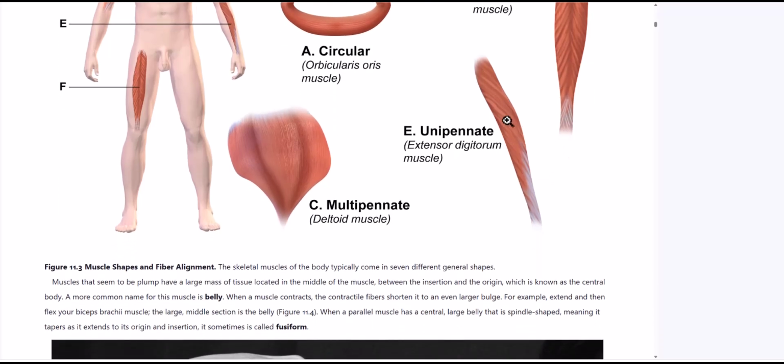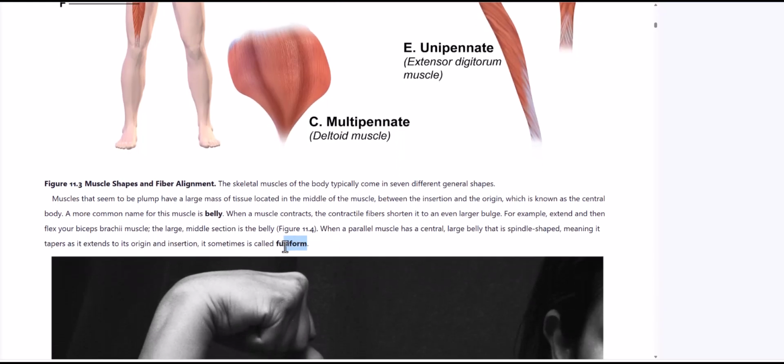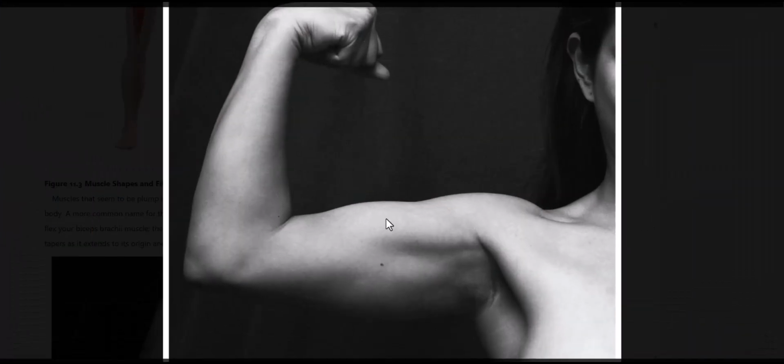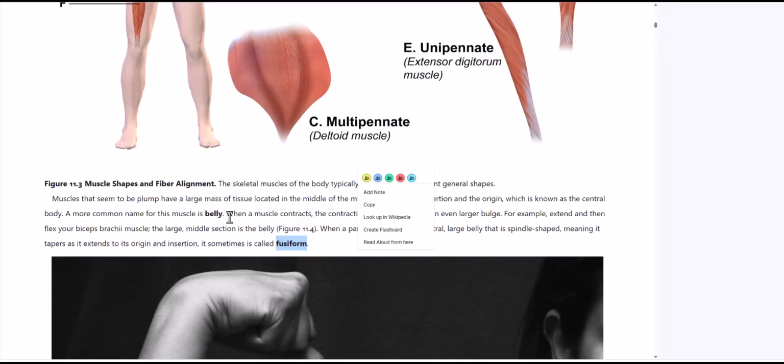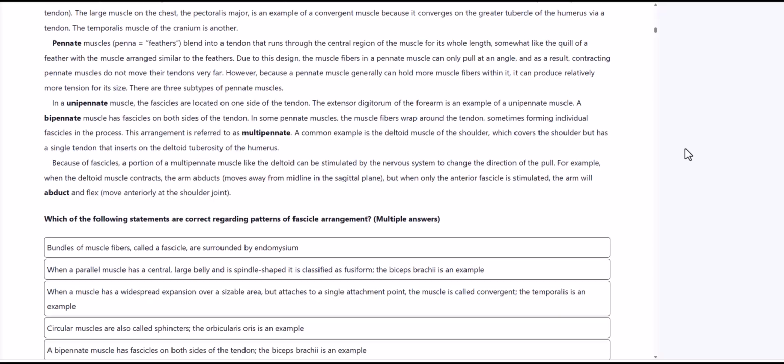We have unipennate. I'm not going to ask you specifics on these, but pennate just means feather shaped looking muscles. And then multipennate as well. The deltoid is an example of that. Here's that word, fusiform, right? Fusiform is the idea of a smooth muscle cell, or even a muscle like the biceps brachii, where there's two narrow tendons at the end. We would say that that muscle is fusiform in shape. And this just goes through the different shapes and describes them to you more completely.